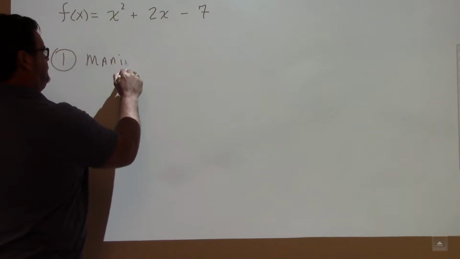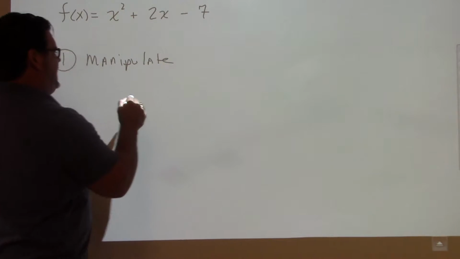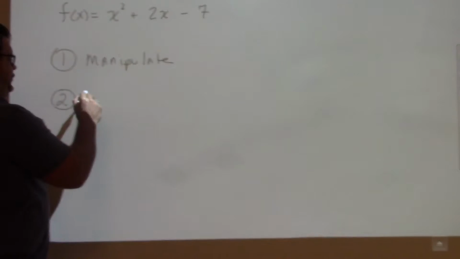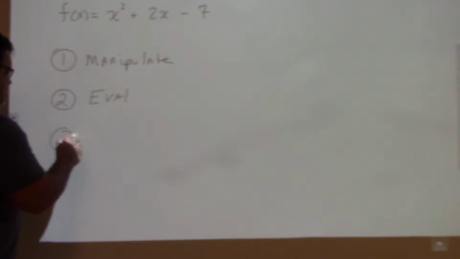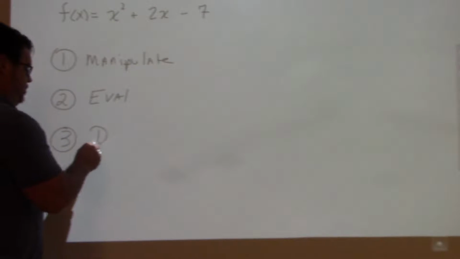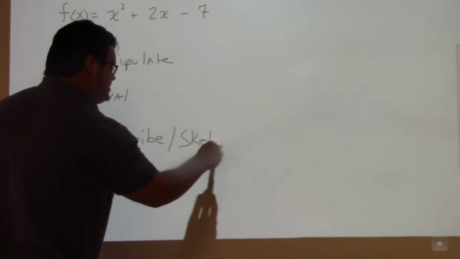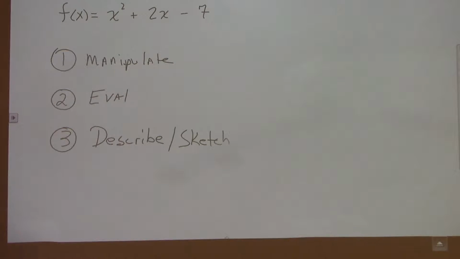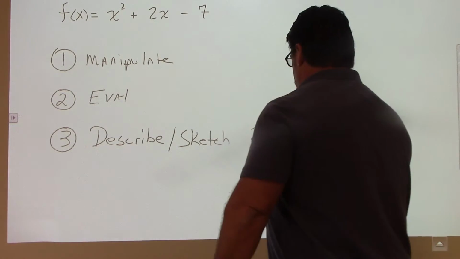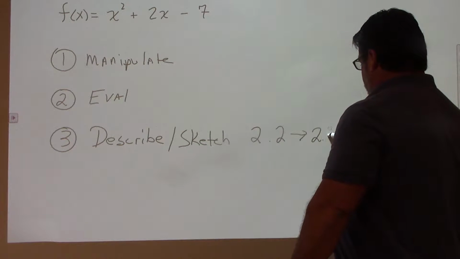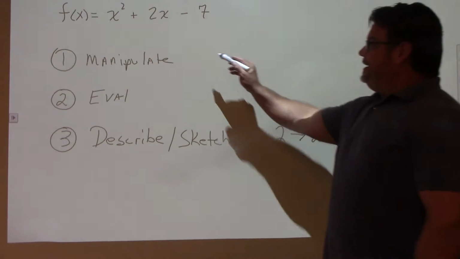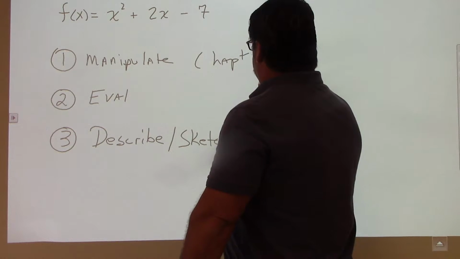And then, let me just say, one, you don't have to write this down. Manipulate. And then you have to evaluate what it's saying. And then you have to describe. Describe slash sketch. Okay? This is 2.1, 2.2 through 2.5. Everybody with me? This is chapter 3.